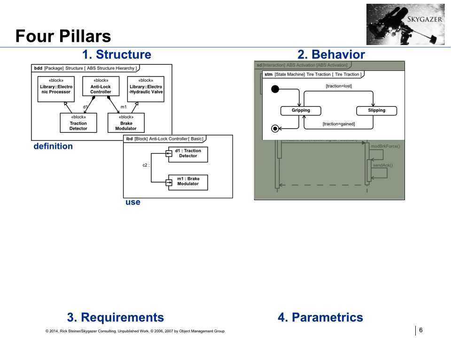In this case, now we're showing the state of a part of the system that we're calling tire traction. And it's showing the tire can be in a gripping state or a slipping state, assuming that it starts in a gripping state, and then if traction is lost, it goes into a slipping state, and if it's regained, it comes back.